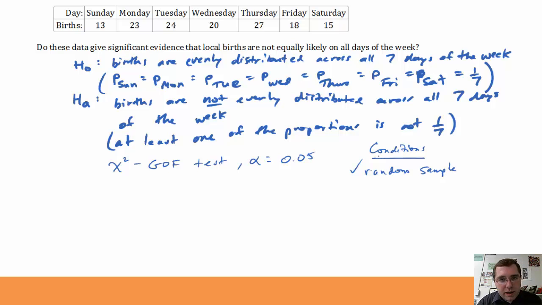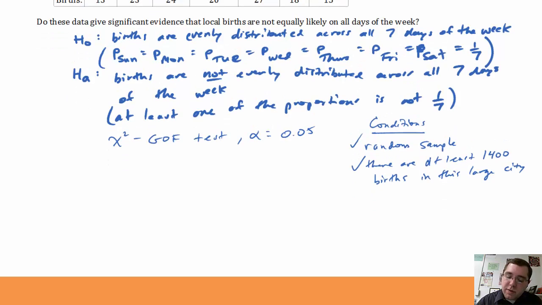Let's check the independence condition. There are at least 1,400 births in this large city. So we satisfy that 10% condition. So that means we have independence.